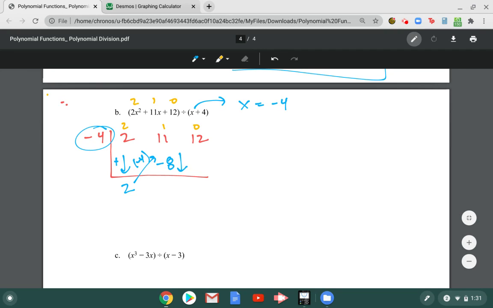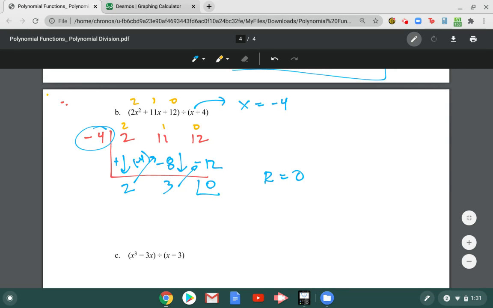I move down, I add. 11 minus 8 is 3. And as I move up, I'm going to multiply by that -4. So 3 times -4 is -12. I add those together and I get 0. So my remainder this time is equal to 0.